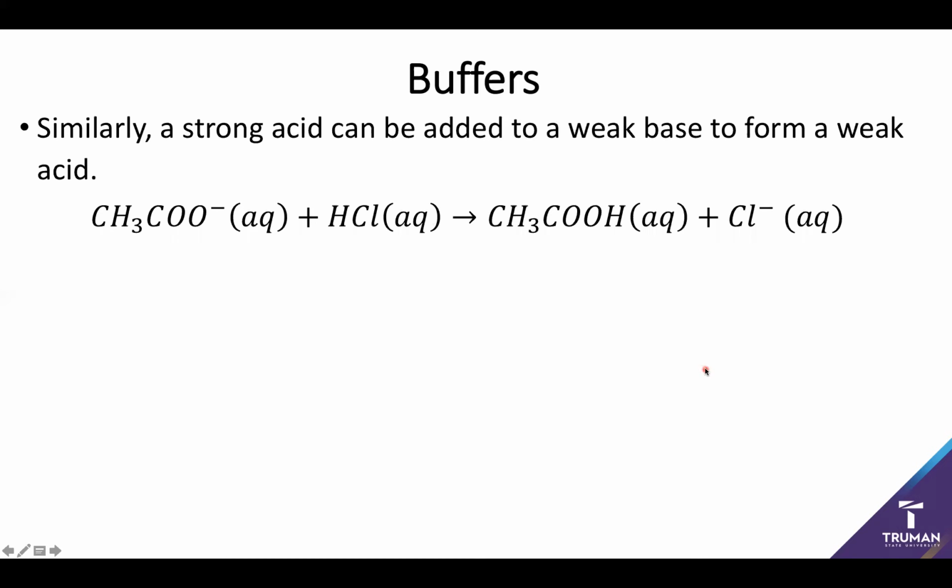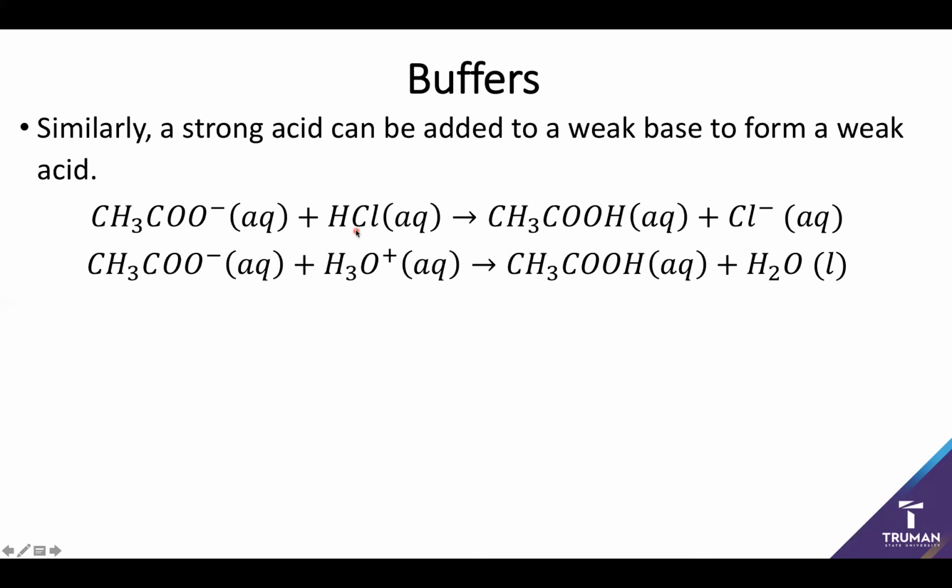Similarly, it turns out buffers can also resist a pH change from a strong acid. So I can take, say, a nice base like acetate, add HCl, and I'll end up making the conjugate acid, acetic acid, and in this case, I'm going to release some chloride. However, we can also treat this reaction as, well, that HCl is really just releasing protons, and the chloride is a spectator ion, so we'll ignore it.